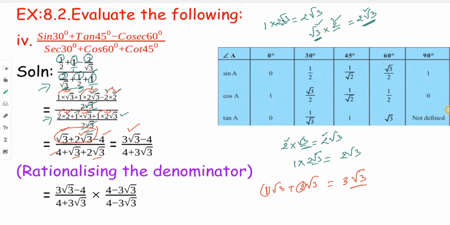Same thing again, even here, if you look at this 2, okay? Root 3 plus 2 times root 3, right? Here 1 root 3 is there, and here 2. So 2 plus 1, 3 times root 3.